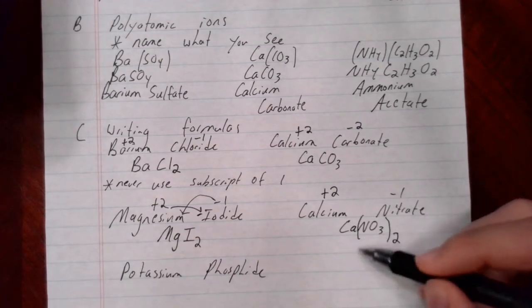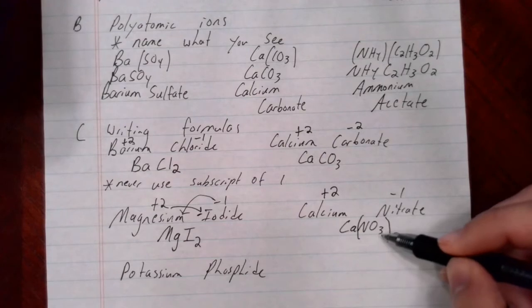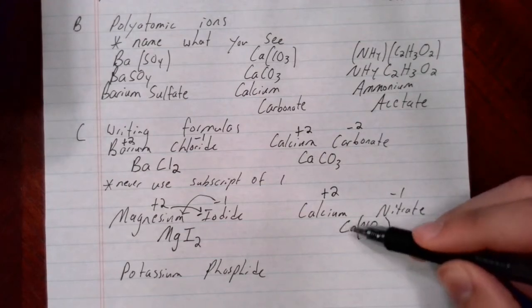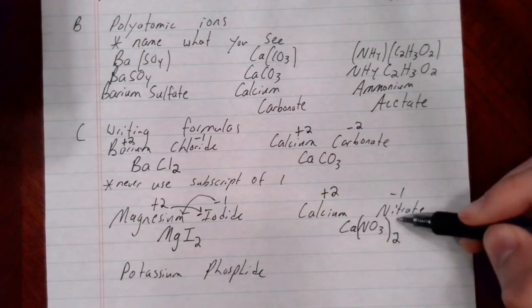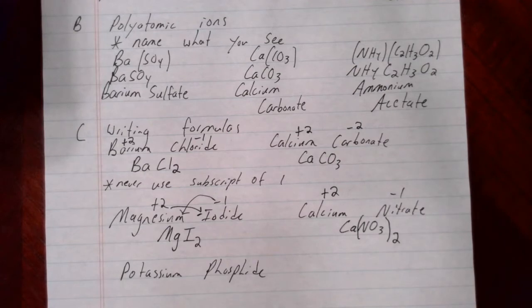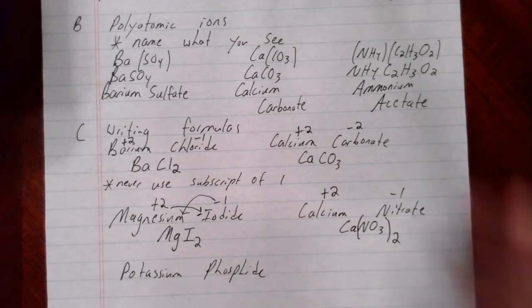We have 1 positive 2 calcium and 2 negative 1 nitrates that cancel. If you don't have that parenthesis, what you're saying is you have 1 calcium, 1 nitrogen, and 6 oxygens. Whereas really we have 1 calcium, 2 nitrogen, and 6 oxygens. So don't forget the parentheses if you have a subscript on your polyatomic ion there.